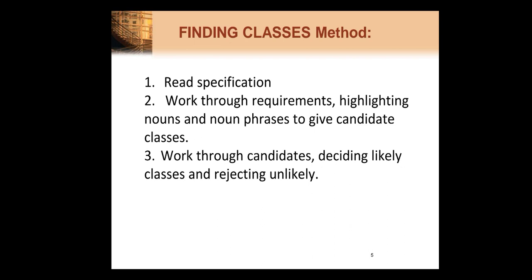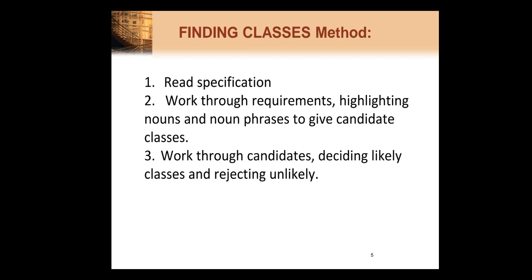Now, how do we find the classes and methods? For that you need to read the specification, then work through the requirements you have gathered, highlighting the nouns and noun phrases to give candidate classes. Okay, you have to give the candidate classes. For that purpose you need to highlight the nouns as well as the noun phrases in the requirements.